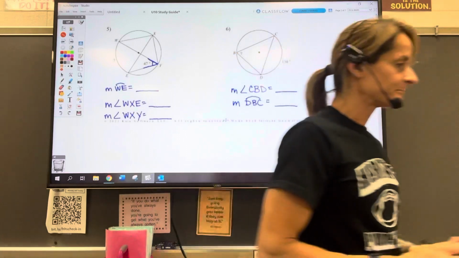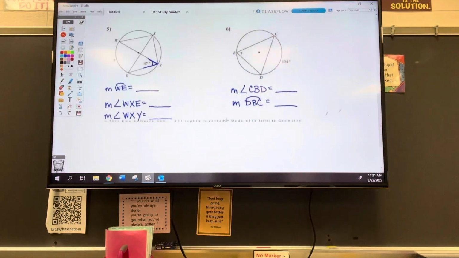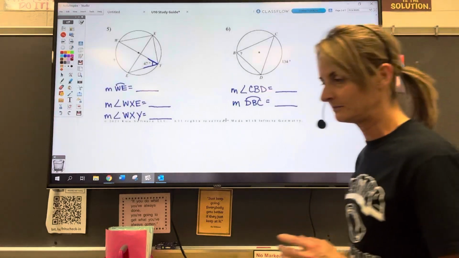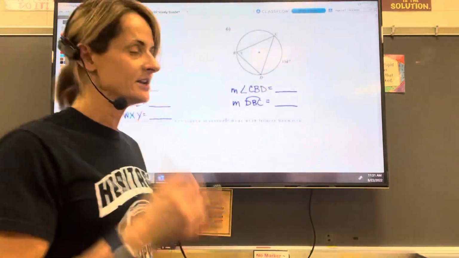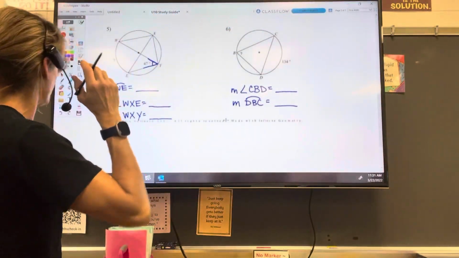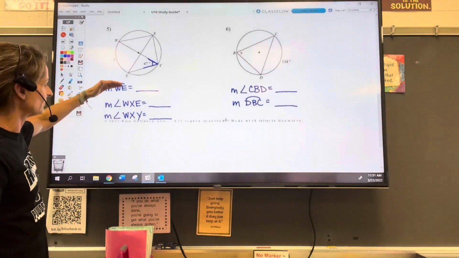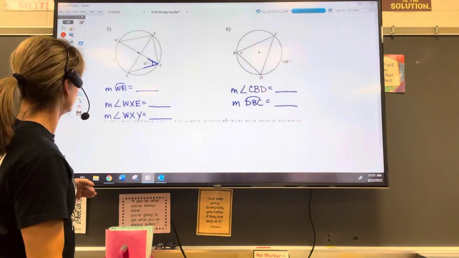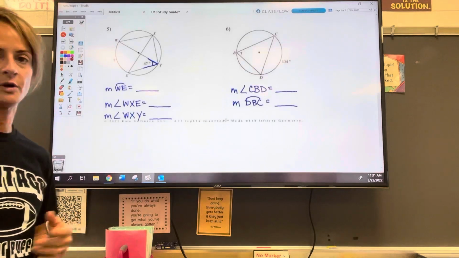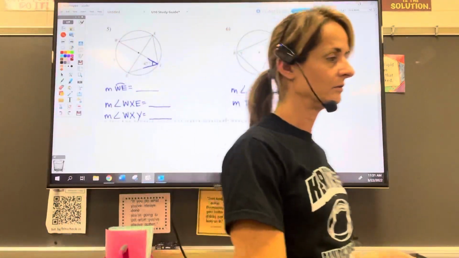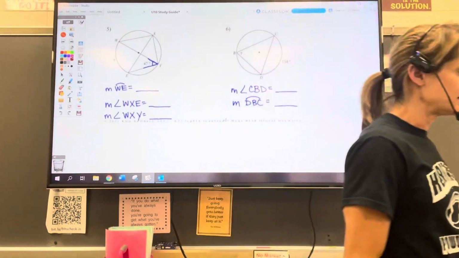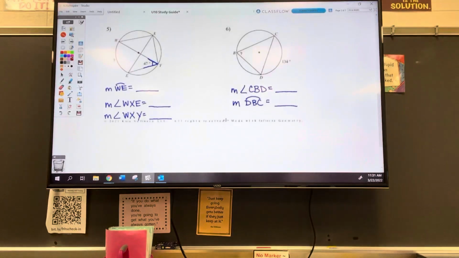So we're asked multiple questions about this one diagram. Whenever you get a question like this, where you have one diagram and multiple questions, you want to make sure that you answer the questions in order, because sometimes you might need the first one for the second one, and to answer the third one and so on. I know I've told you that before, but it's nice to have it in a video so you can remember later. All right, the measure of arc WE.